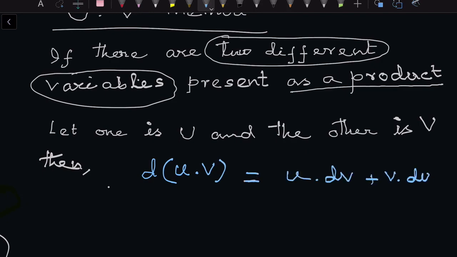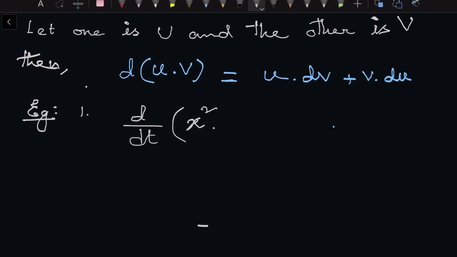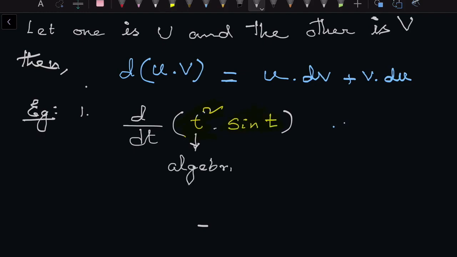Differentiation of u dot v equals u dv plus v du. You can remember this formula, u dv plus v du. What is the meaning of this? Let's see with an example. d/dt of, suppose x square, algebraic function, into, okay, let me change this, t square into sin t. Understood why I changed it? t square, that means t, and here d/dt same, so no extra problem. Anyway, so this is algebraic and this is trigonometric.